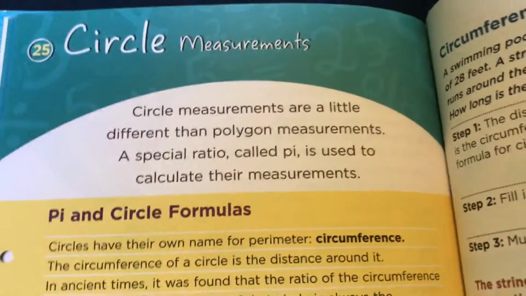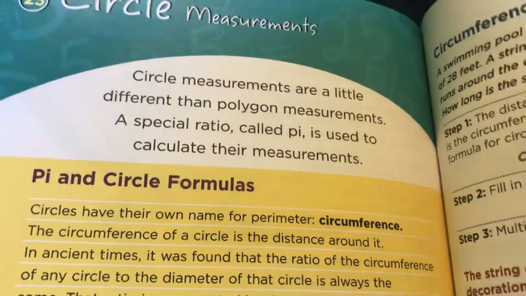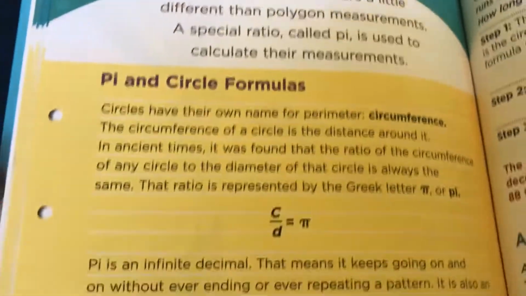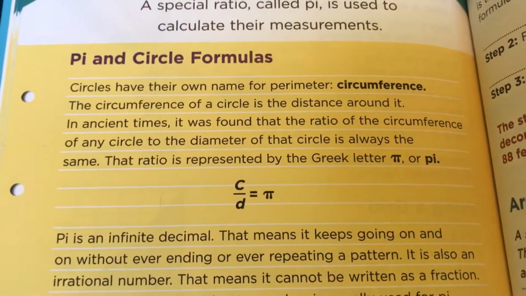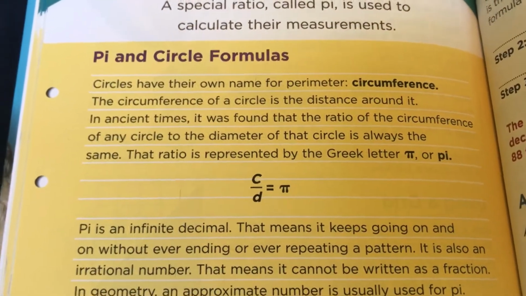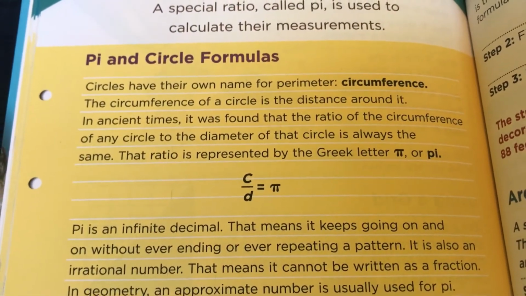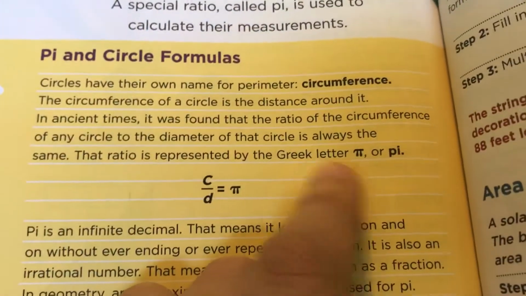Okay. 25. Circle measurements. Circle measurements are a little different than polygon measurements. A special ratio called pi is used to calculate their measurements. Okay? Pi and circle formula. Circles have their own name for perimeter, circumference. The circumference of a circle is the distance around it. And in ancient times, it was found that the ratio of the circumference of any circle to the diameter of that circle is always the same. That ratio is represented by the Greek letter pi.